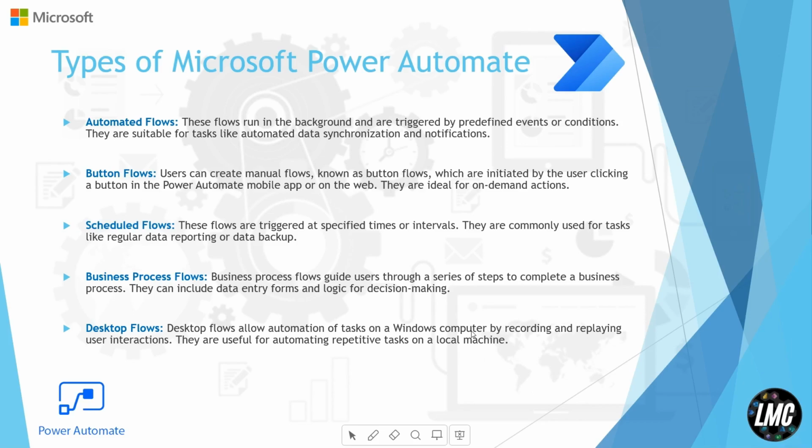Now we have schedule flow. You can compare a schedule flow with an alarm. Let's say I set an alarm for tomorrow 5 a.m. That alarm will trigger tomorrow at 5 a.m. In the same way, schedule flows are triggered at specific times or intervals. They are commonly used for tasks like regular data reporting or data backup, right? If you want to refresh data in your data source, you can use schedule flows as well.